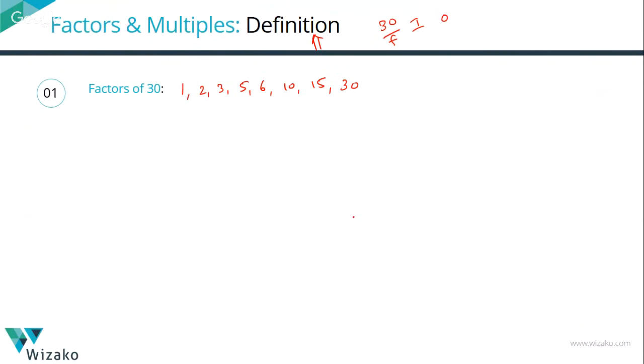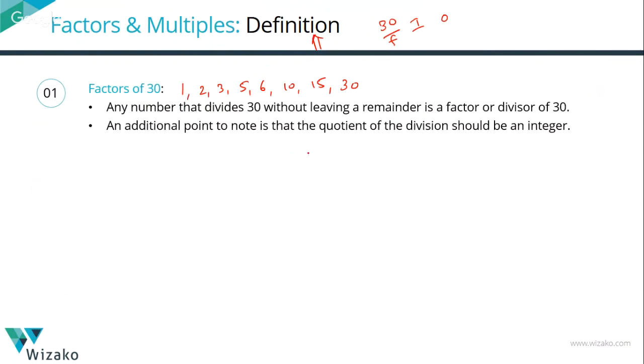So I'm going to put this definition, whatever we have written here, in words. Any number that divides 30 without leaving a remainder is a factor of 30. This is the definition that we all talk about. We miss one important point, and that point is about the quotient. An additional point to note is that the quotient of the division should be an integer, right? Otherwise, this number f is not going to be a factor of the number n.